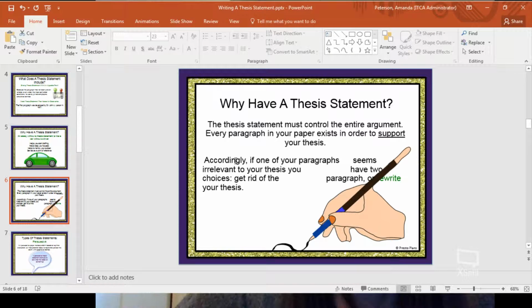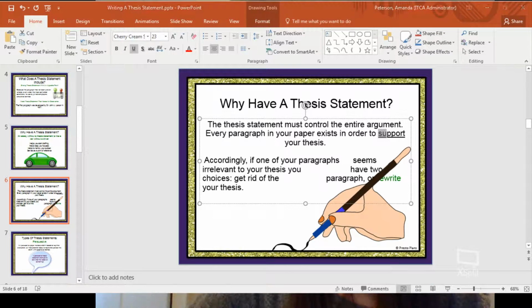Okay. So why have a thesis statement? The thesis statement must control the entire argument. Every paragraph in your paper exists in order to support your thesis statement, okay? Now this is important. Everything has to go back to that thesis statement. Everything is supporting it. That's why it really helps you kind of draft your paper. When you know your thesis statement, it's easier to write your paper, okay?